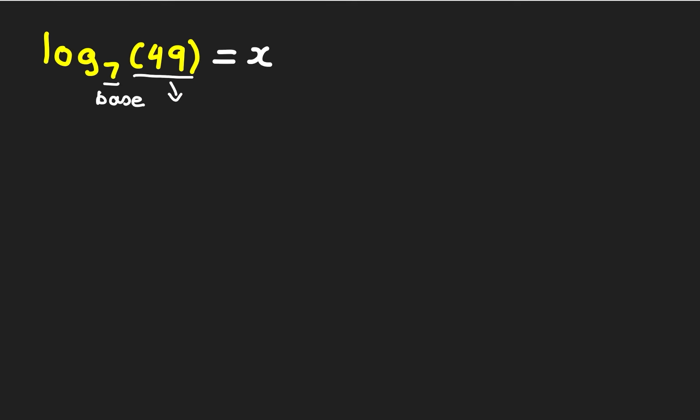To start off, I'd like to start with an example. We have log base 7 of 49. Now they've asked us to evaluate this. Let's just put this as x. Alright, so from our previous lesson we've understood that this is the base, this is the argument, the answer, and this is the exponent.